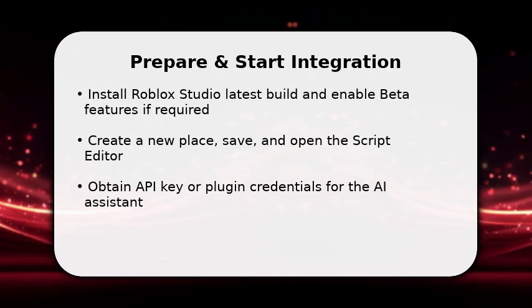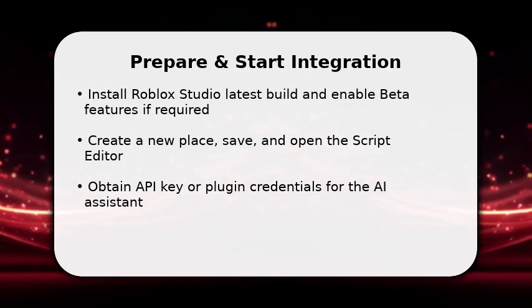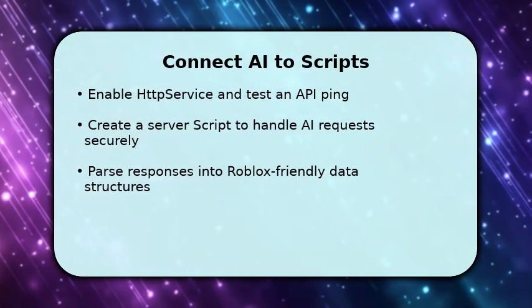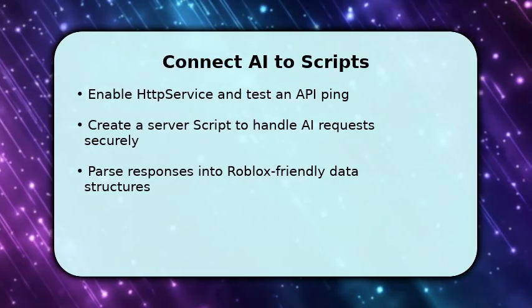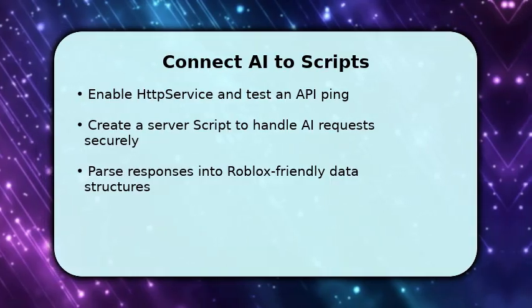You now wire the assistant into your game logic. Enable HTTP service, then write a small test that sends a simple prompt to the API to confirm connectivity. This verifies headers and key usage.